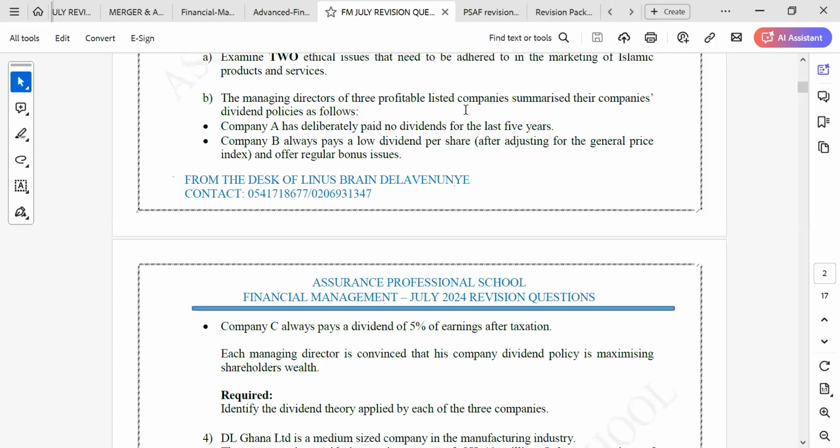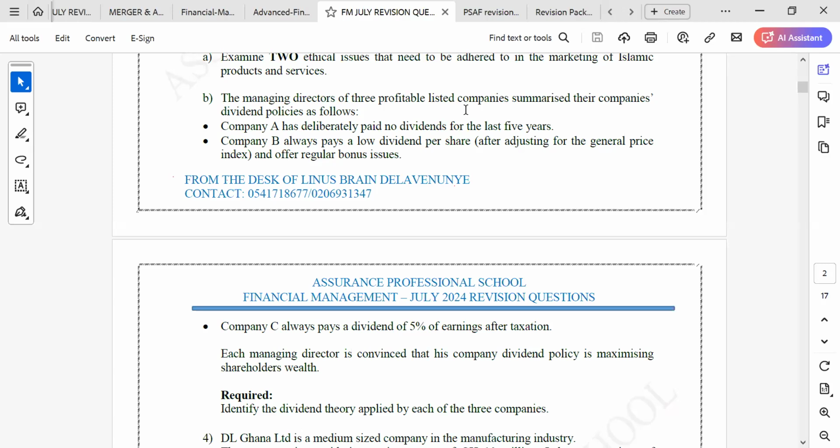Company A has deliberately paid no dividend for the last 5 years. Which type of dividend theory are they using? Irrelevance. Okay. So irrelevance is a situation where the shareholders don't see the dividend as a way of maximizing their wealth. They don't care about dividend payments. If you want to maximize your wealth, you can sell your shares and get a gain over there. So they don't care about the dividends. As far as you are going to be returning something that will give them a higher return, they are okay. So the company is using the irrelevance theory for the first situation.